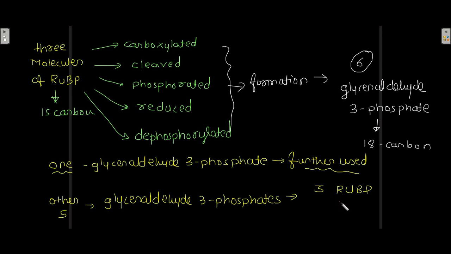So this is how the overall process of the Calvin cycle takes place. You start with 15 carbons, then you incorporate 3 carbon dioxide in it, and you reach 18 carbons. Now out of these 18 carbons, 3 carbons in the form of glyceraldehyde 3 phosphate are further used, and the left 15 carbons in the form of 5 molecules of glyceraldehyde 3 phosphate are used to regenerate the 3 molecules of RuBP, which is again 15 carbons. So 15, 18, 15. This is how the process goes.